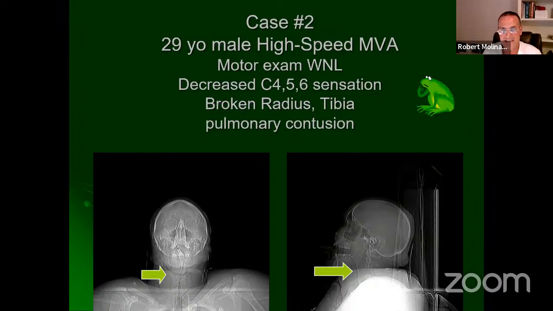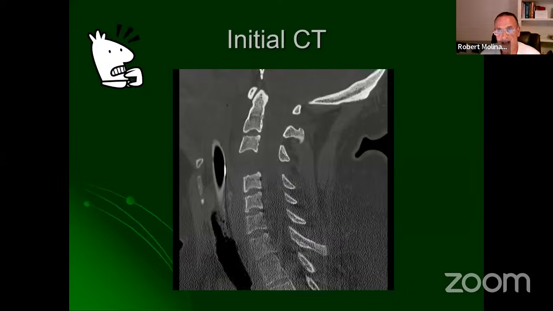He's taken from the field. He's intubated in the field, okay? But before he was intubated, he was conversant, and he said he had just some numbness, and he was moving his arms and his legs. He had a broken radius, a tibia fracture, and a pulmonary contusion. And here's his initial CAT scan. And this is someone who's moving his arms and legs in the field and was awake and alert before he got intubated.